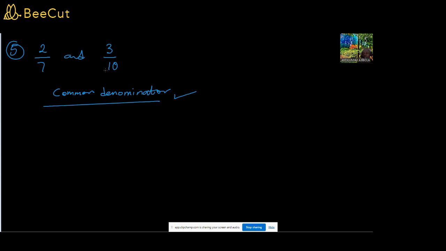So with that, let's go for the next multiple of 10. 20. 7 will not divide 20. The next one is 30. 7 will not divide 30. 40, 50, 60. It's only 70 that 7 will divide. So what we have to do is to say the common denominator is going to be 70.